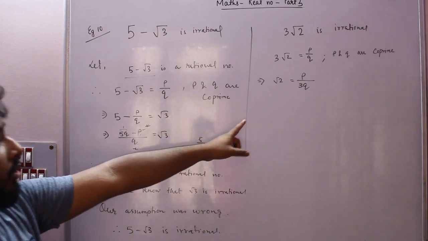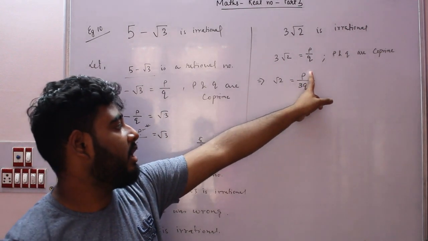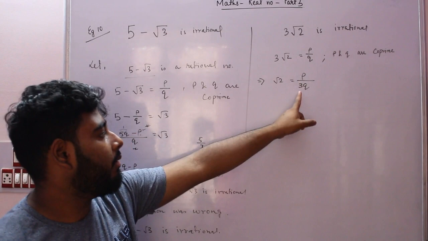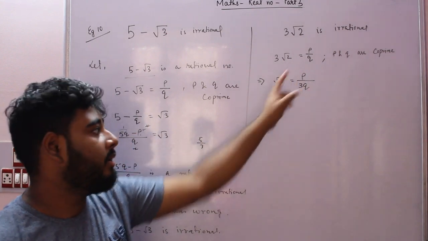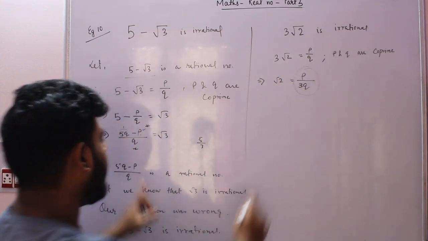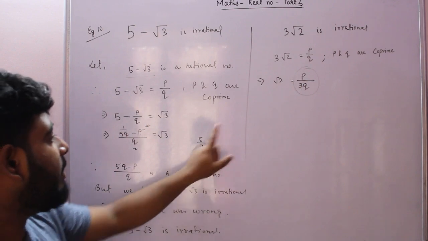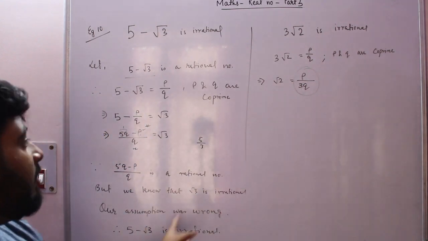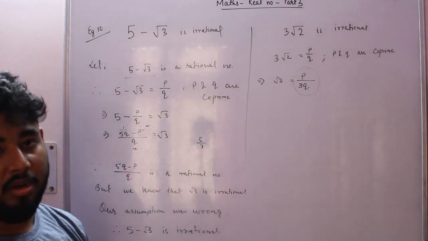Similarly, that much you can do. Since p is an integer and q is also an integer, integer divided by integer will be a rational number. Same way you will write, this is a rational number. But we know root 2 is irrational. So our assumption was wrong. Therefore 3 root 2 is an irrational number.